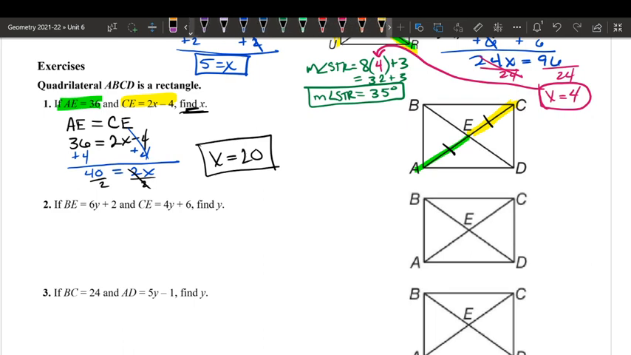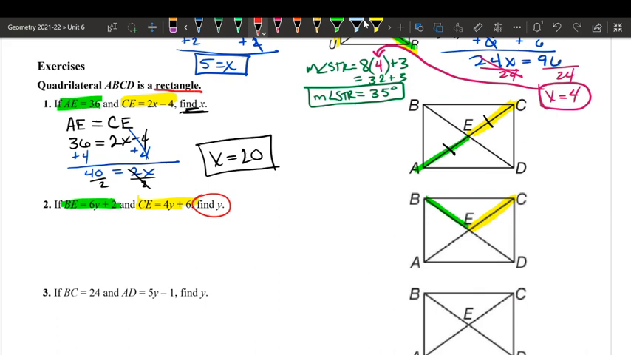The next one, I have BE is 6y plus 2. There's BE. Then it says that CE is 4y plus 6. That's CE. And it says to find y. All right, so this problem, if it just said it was a parallelogram, I wouldn't be able to solve it based on just this information. But it does say that it is a rectangle.